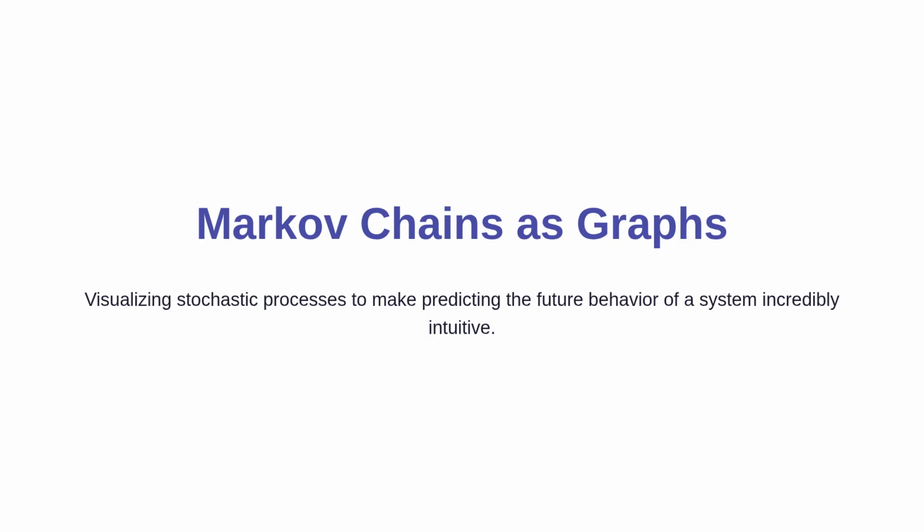Welcome to this lecture on stochastic processes and queuing theory. Today, we are going to explore a fascinating topic, Markov chains as graphs. If you have ever looked at a grid of probabilities and felt completely lost, you are not alone. By the end of this video, you will understand how to turn those intimidating numbers into clear visual maps that make predicting the future behavior of a system incredibly intuitive. Let us dive right in.